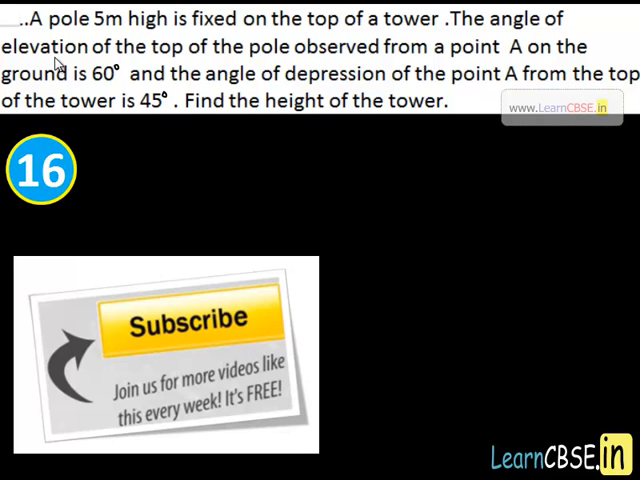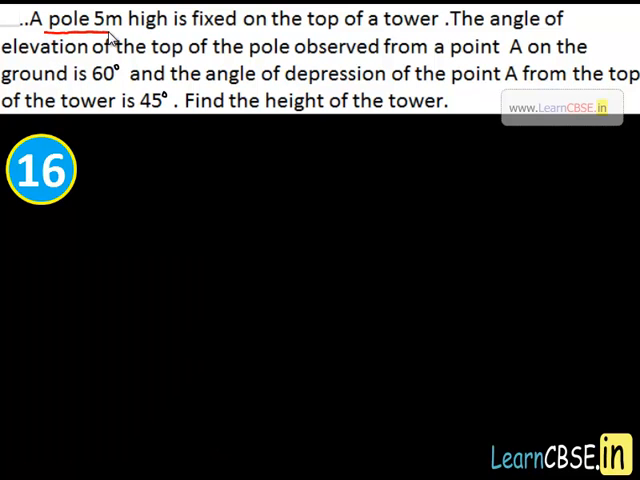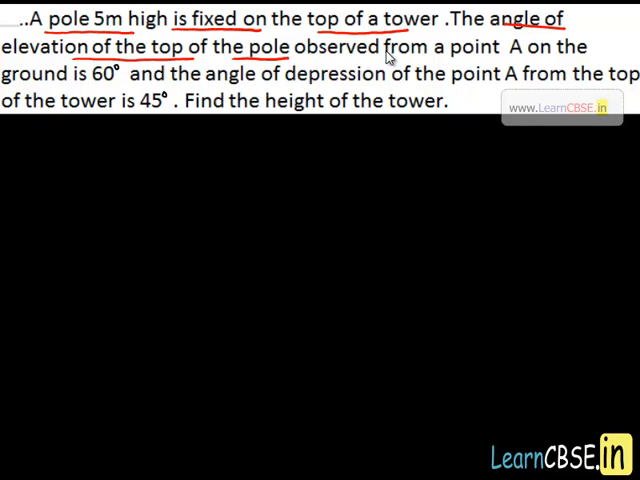Let's move to the next question. In this question, a pole of height 5 meters is fixed on the top of a tower. The angle of elevation of the top of the pole observed from a point A on the ground is 60 degrees, and the angle of depression of the point A from the top of the tower is 45 degrees. We have to find out the height of the tower. Let's work out the problem.